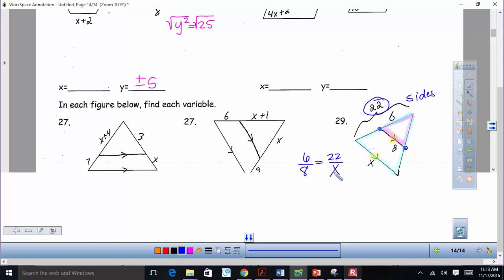Okay, so from here, this gives us, and when you cross multiplied, you would have got the same thing. 6x equals, what is 22 times 8? 176. So y'all see when you cross multiply, it ends up the same. Divide by 6, and x equals, is that right? 29.3.